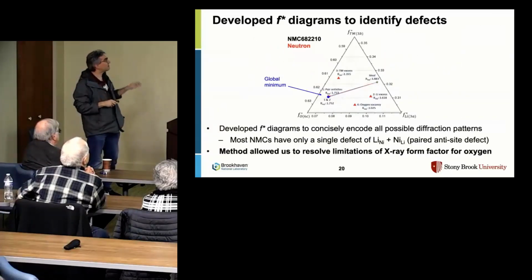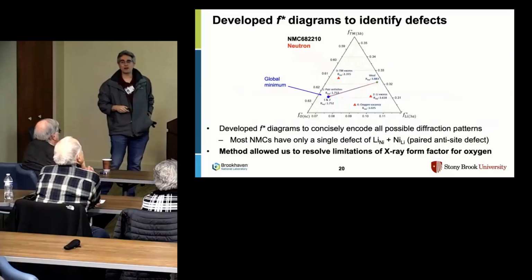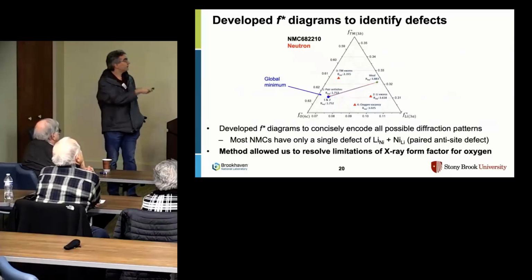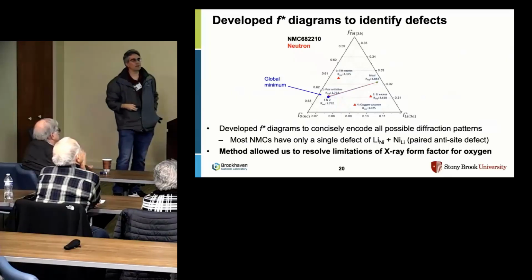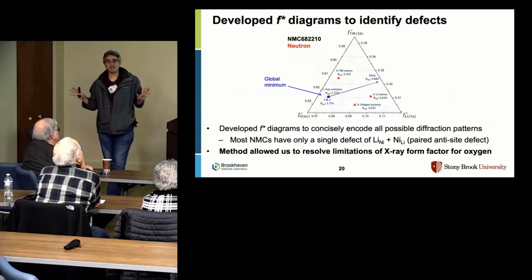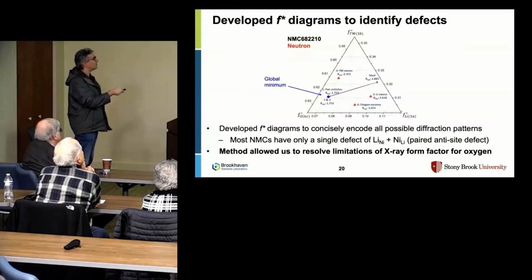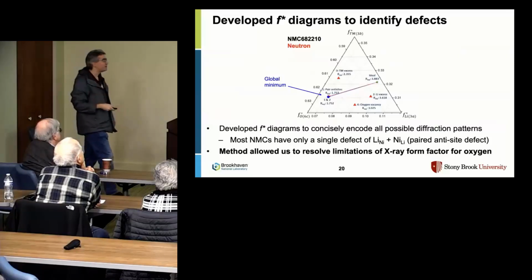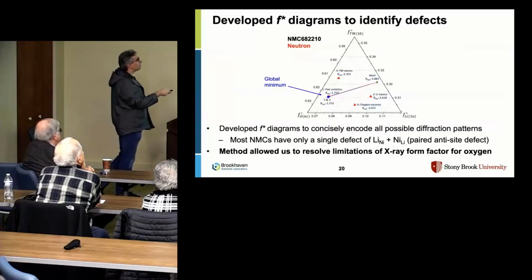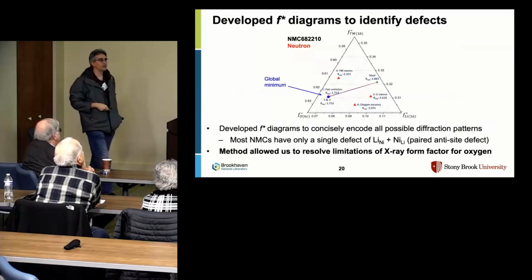So we developed these methods, F-star diagrams or diffraction phase diagrams. Instead of plotting occupancies or composition on a triangle diagram, we plot the scattering power at each site. Fantastic construction. I can go into the details another time. But essentially, it encodes all possible diffraction patterns you can get by varying site occupancies. Two-dimensional, so the global minimum, you find any two non-collinear defects, you find the global minimum.